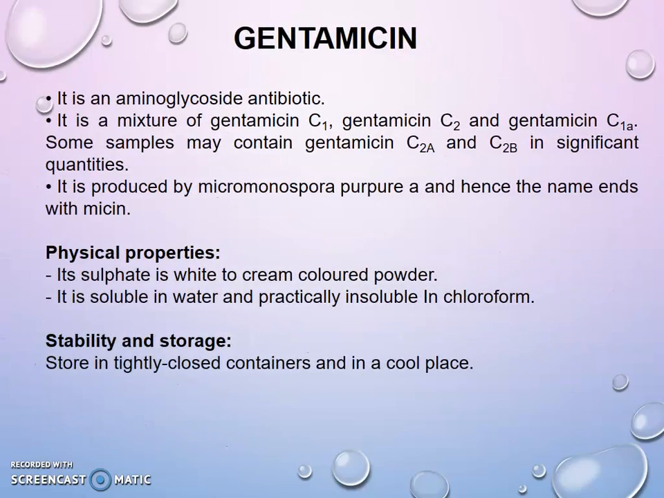Next drug is gentamicin. It is an aminoglycoside antibiotic. It is a mixture of gentamicin C1, gentamicin C2 and gentamicin 1A. Some samples may contain gentamicin C2A and C2B in sufficient quantity. It is produced by Micromonospora purpurea and hence the name ends with micin. Physical property. Its sulfate salt is a white to cream colored powder. It is soluble in water and practically insoluble in chloroform. Stability and storage. Store in a tightly closed container in a cool place.